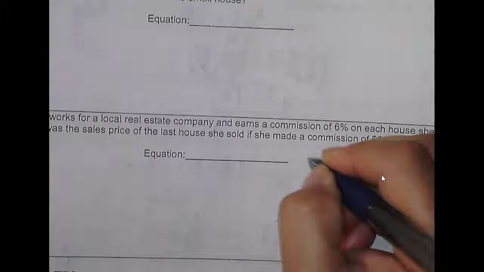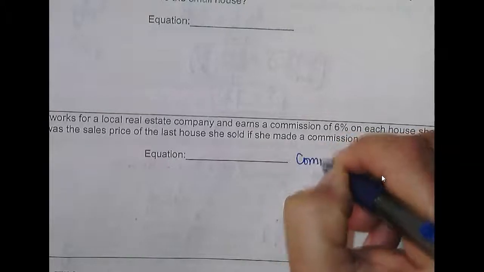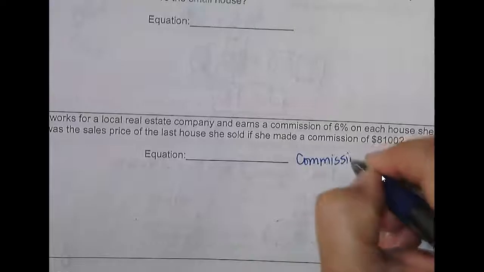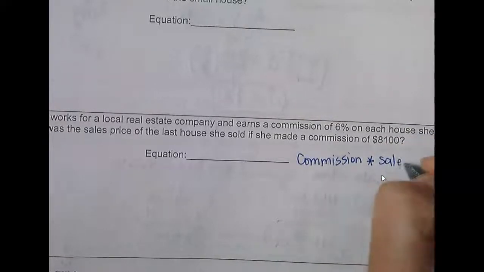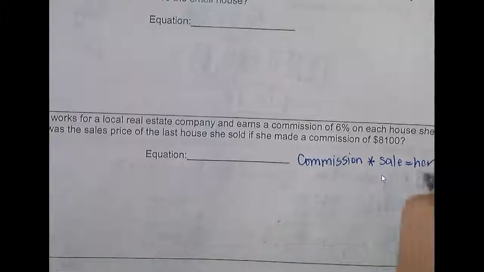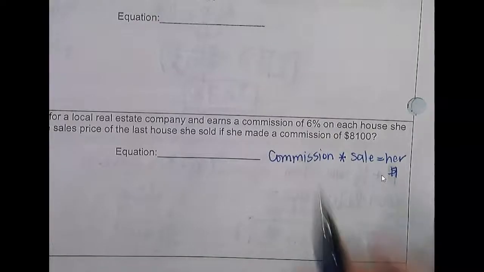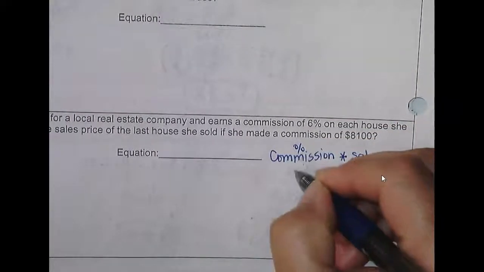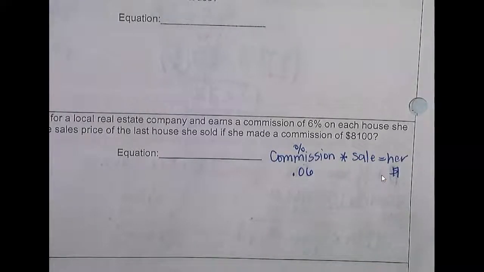So that would be, and I'm going to just write, I guess, right here. So we're going to take commission, if I can spell it right. Commission times sales equals her money. Because that's how she's making her bills. So what was the percent? And this is a percent thing. 6%, right? So that's going to be 0.06. You just can't write 6%. It doesn't work that way.